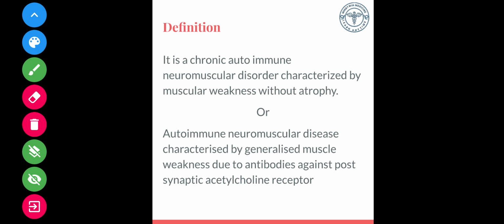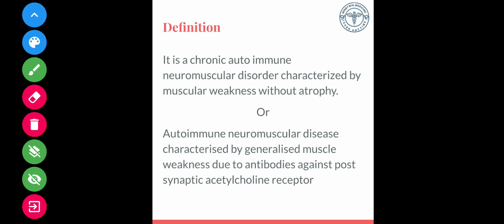It is a chronic autoimmune neuromuscular disorder characterized by muscular weakness without atrophy. There is no muscle atrophy. Okay, muscle size will not be reduced, but there will be muscular weakness. Or one more definition is autoimmune neuromuscular disease characterized by generalized muscle weakness due to antibodies against postsynaptic acetylcholine receptor.